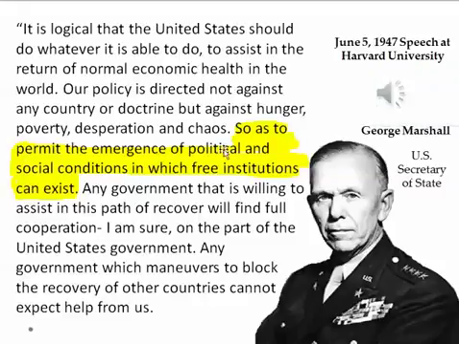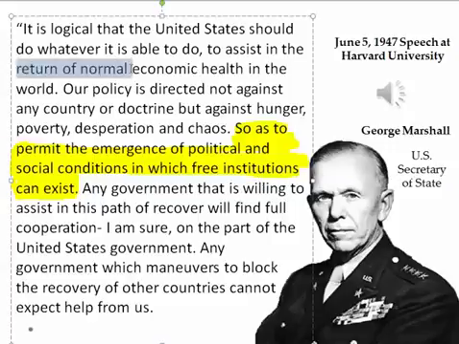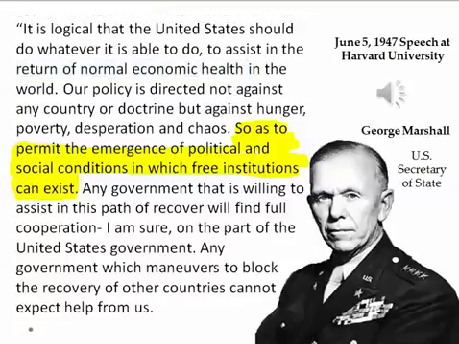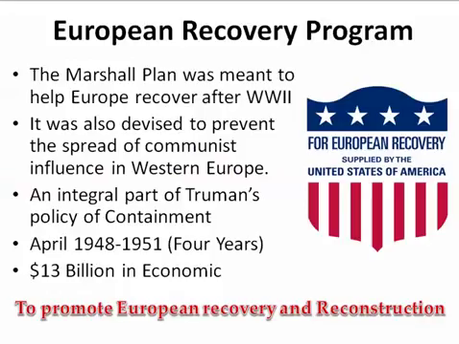Okay, so in this you can see, to permit the emergence of political and social conditions in which free institutions can exist. In other words, free institutions, the United States did not think that the Soviet Union had free institutions. So this is political language, but the thing is to help return to normal economic health for Europe. And if normal economic health returns, capitalism returns. And in giving this aid, it would help Europe resist turning to communism. And so that's what the Marshall Plan was for.